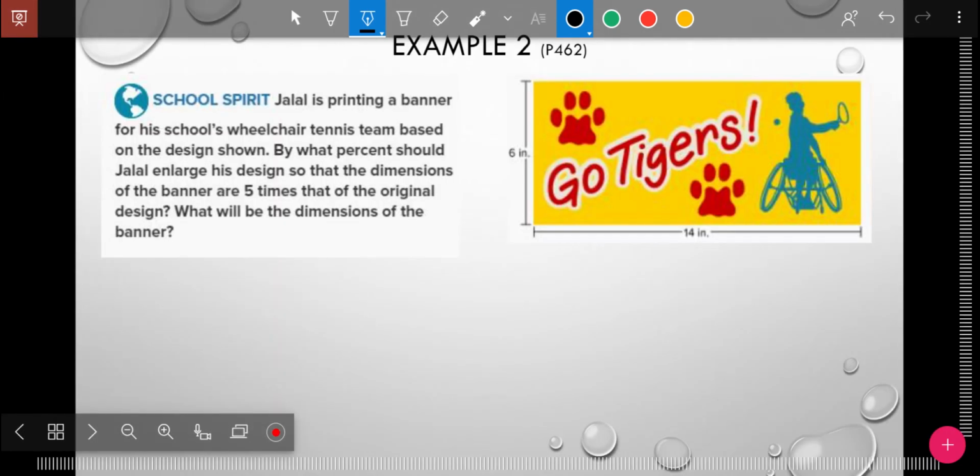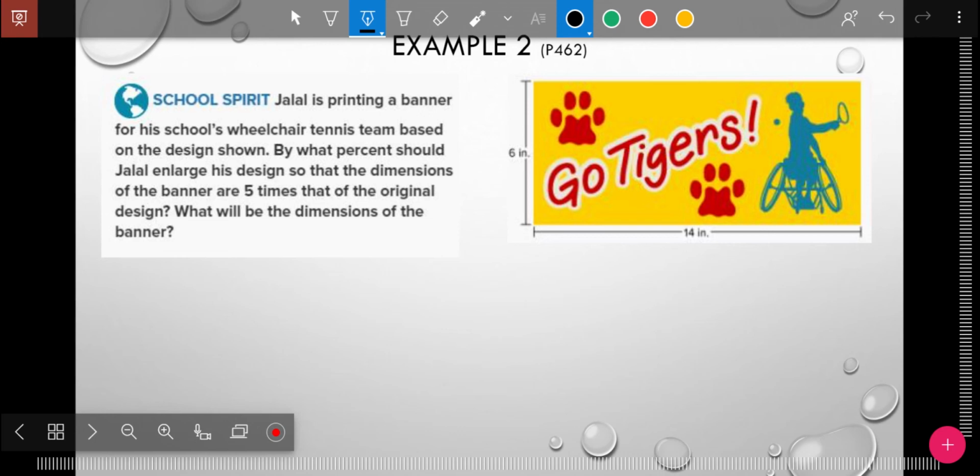Jalal is printing a banner for his school's wheelchair tennis team based on the design shown. By what percent should Jalal enlarge his design so the dimensions of the banner are 5 times that of the original design? So somebody made this design on a computer. He wants to make it 5 times larger for a banner in like the gym. What will the dimensions of the banner be? So 2 questions. What percent is 5 times bigger, and what will the dimensions be?